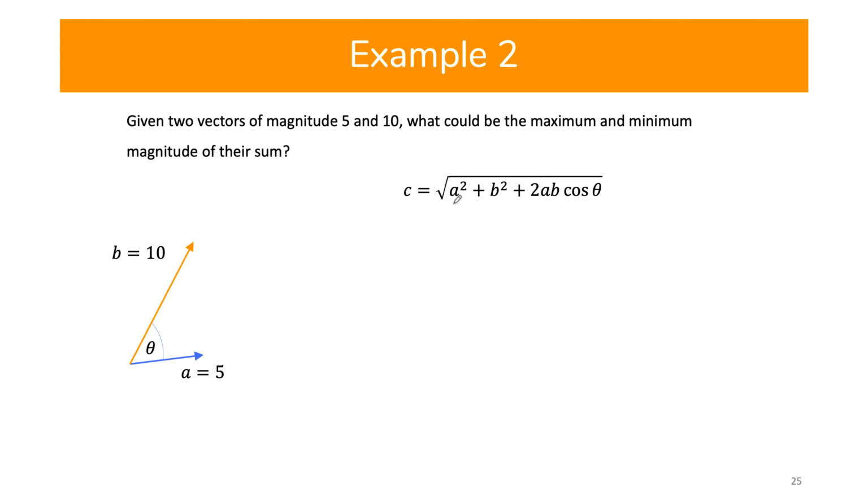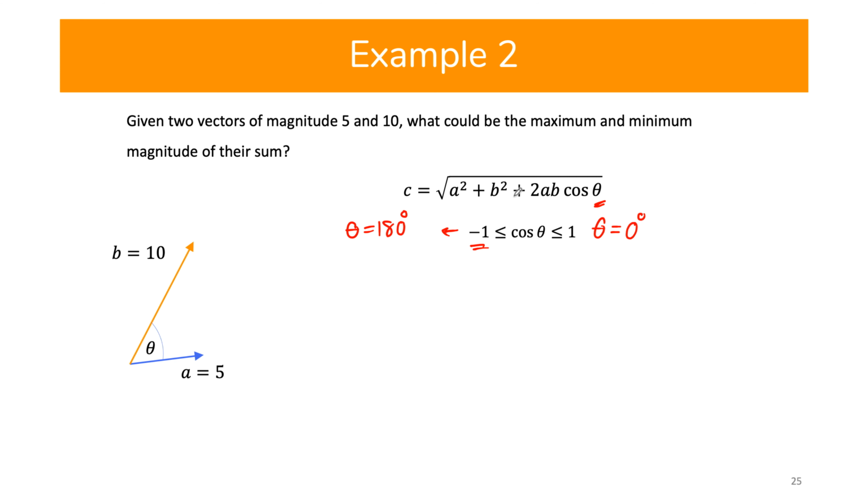We are given that A is 5, B is 10. What we don't know is cosine theta, or the theta. But what we know is that the value of cosine theta falls between -1 and 1. When does theta give cosine theta a value of 1? The answer is when theta is equal to 0 degrees. On the other hand, when theta is equal to 180 degrees, you have a cosine theta of -1.